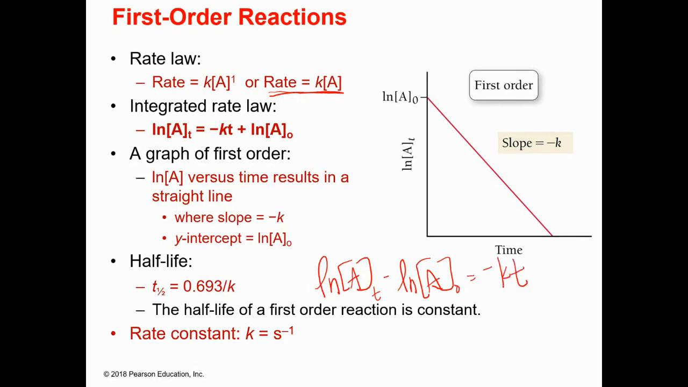So just keep in mind, I will probably write the one I just wrote at the bottom because that's the way I learned it. It's the same equation, it's just got both ln's on the same side. It doesn't really matter which one you use because mathematically it's the same. Okay, if you encounter a first order reaction, the slope's going to be negative k. It will always be going down.